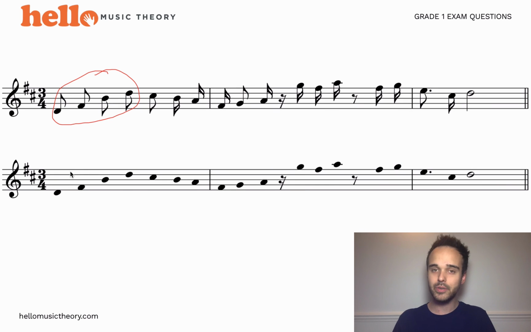Now we need to work out which direction the stems should point. So which is the highest note? It's this one here. And which is the lowest note? It's this one here. Now this first note here, this low D, is further away from the middle line than this note, which means that all of the stems of the notes are pointing up, because this is the one that we take the lead from.